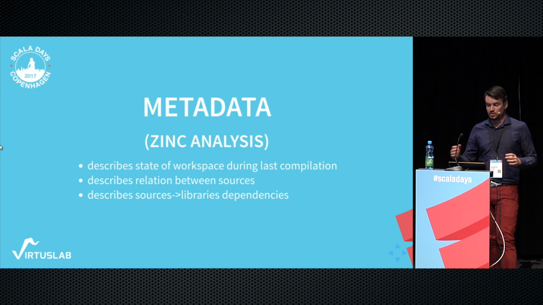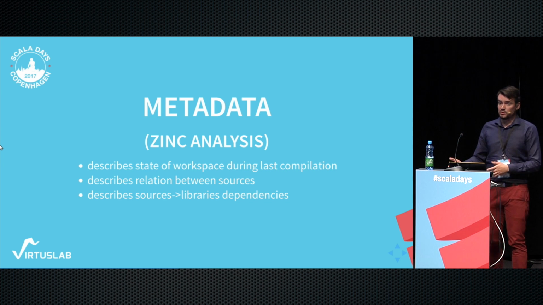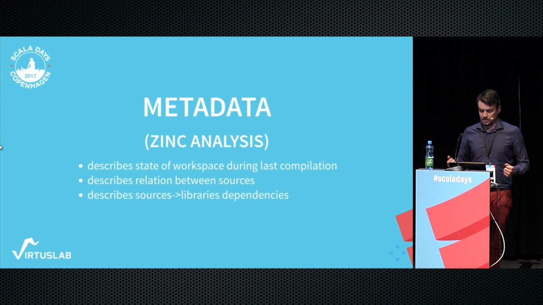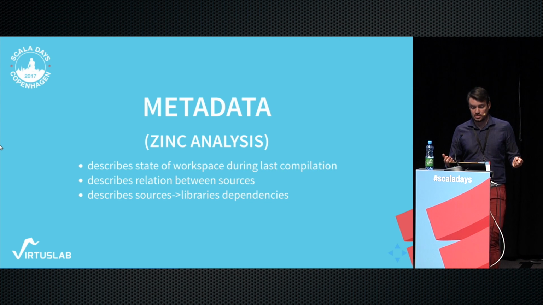It describes all the relations between sources, the relations between libraries and sources, and the state during the last compilation. That state is, for example, where the output is, what the compiler options are, and also the hashes, or the stamps, as they are called in Zinc, of the libraries and sources. With that, we can compare that state with the state that we have currently and find the places that have changed. The same goes for relations. So basically this metadata is the key to finding what really needs to be recompiled based on what has changed.